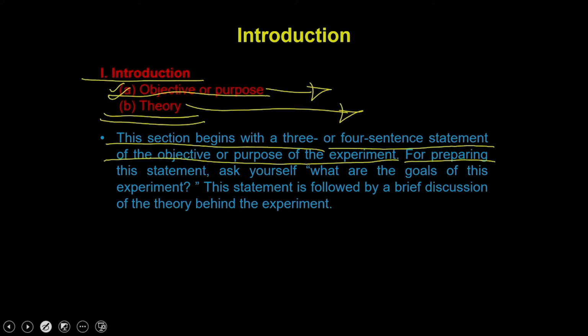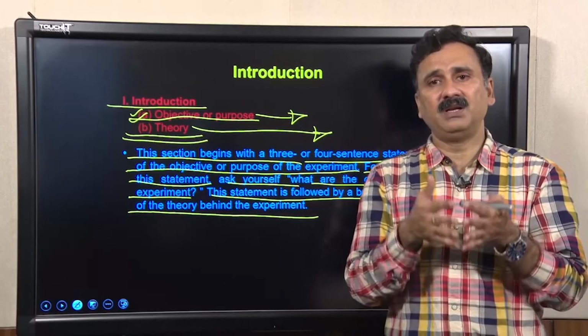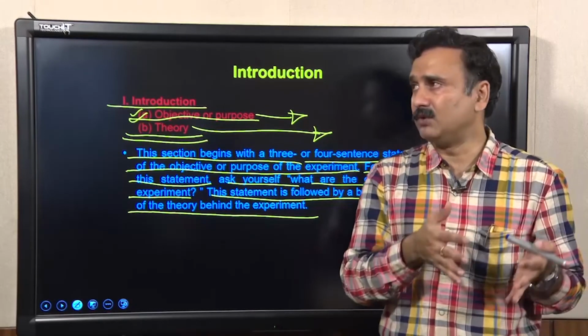So, this section begins with a 3 or 4 sentence statement of the objective or the purpose of the experiment. For preparing this statement, ask yourself what are the goals of these experiments. This statement is followed by a brief discussion of the theory behind the experiments, which means every experiment is based on the pre-existing literature, every experiment is based on some logics, every experiment is based on a particular type of theory.